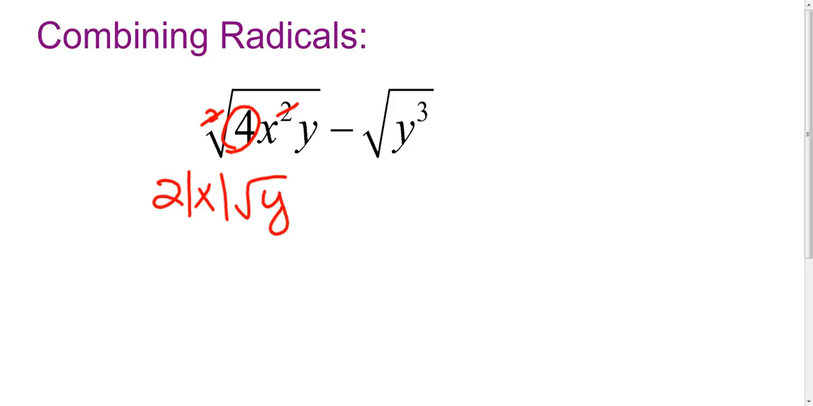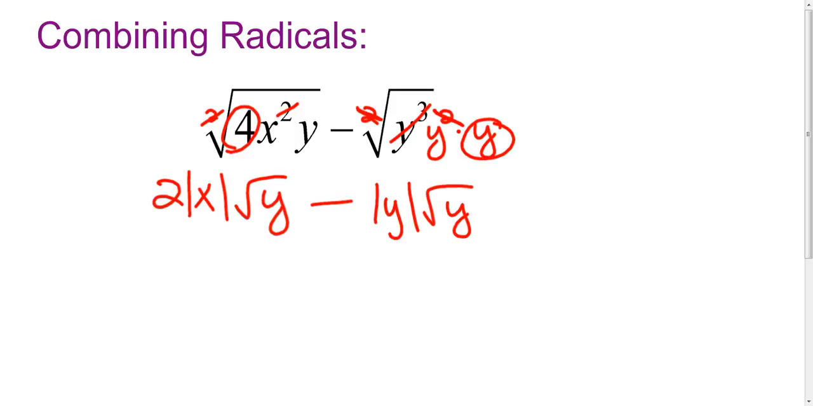Okay? Over here, I can think about this as the square root of y squared times y. Okay? These two can cancel each other out, but again, I have an even exponent with an even power. So I'm going to do absolute value of y. And then this y I can't do anything with, so I need to leave it inside. Okay? So notice they both have a square root of y in there.